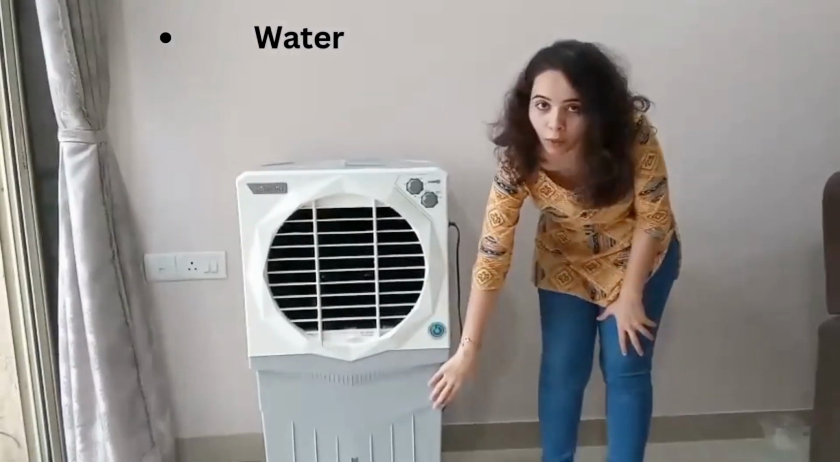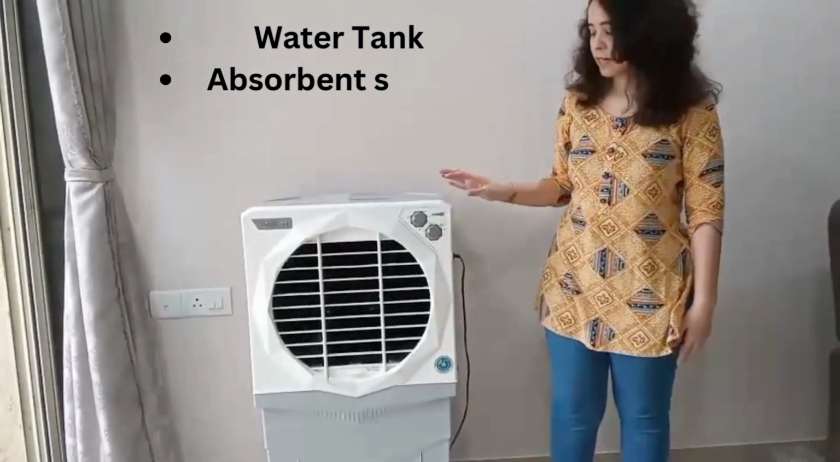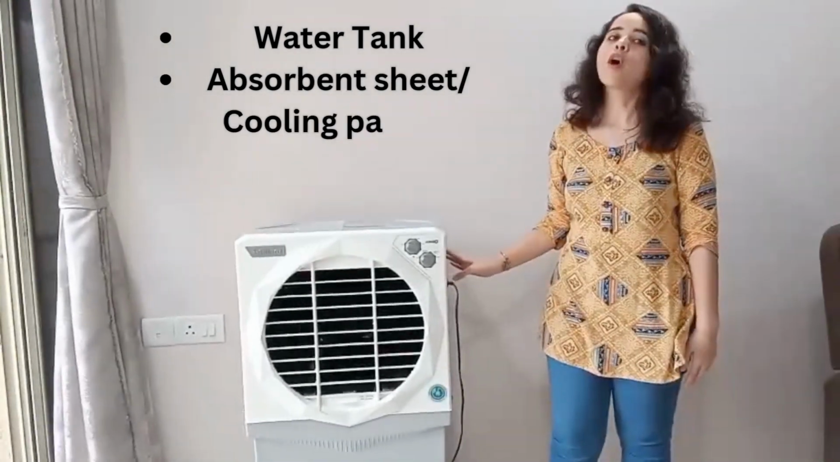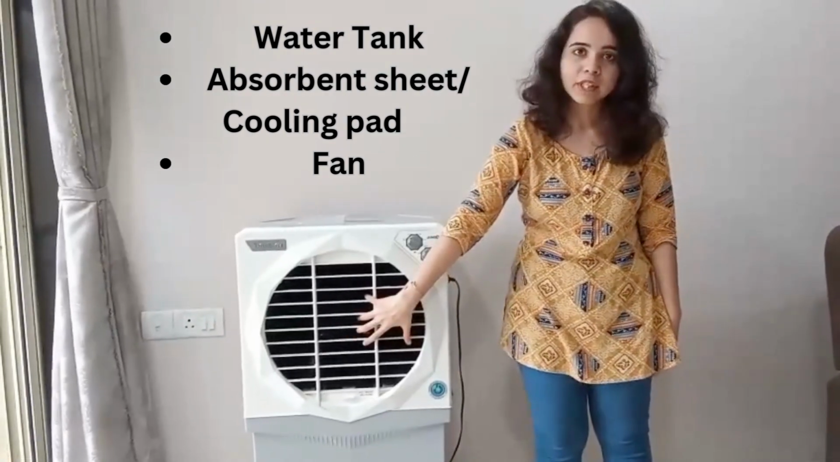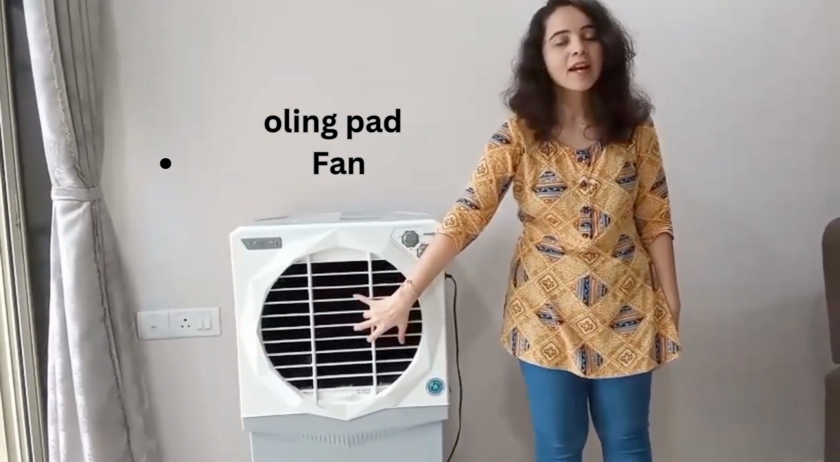Now let me show you my air cooler at home. What is the use of the air cooler? The use of the air cooler is to make the air cool. So the air cooler has three main parts. The first part is the water tank. The second part is the absorbent sheet or the cooling pads. And the third part is the fan, which is fitted inside this water tank. Now let me show you how this works exactly from the inside.